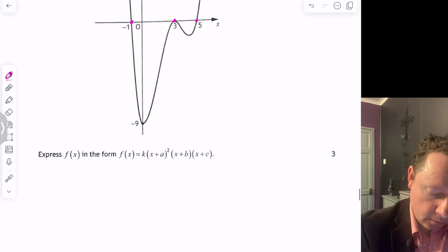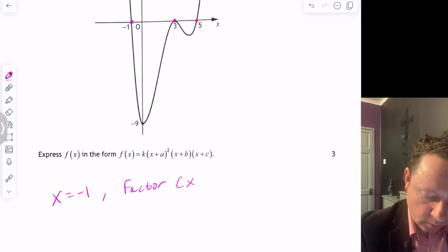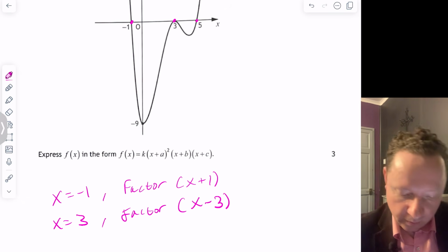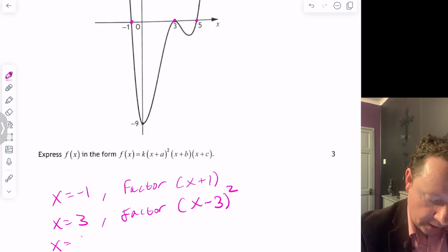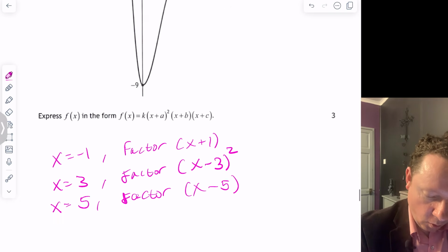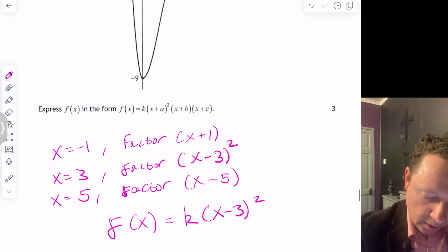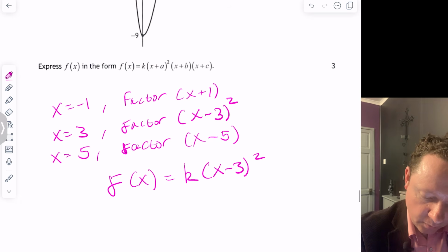So, when x equals minus 1, the factor is x plus 1. Similarly, when x equals 3, our factor is x minus 3. But that's a turning point, and if a turning point is a root, that means that one's squared. And then when x equals 5, our factor is x minus 5. So we've straight away got f of x, and I'm going to write these in order. The order is written here, k, (x minus 3) squared, (x plus b). So the next one I come to is minus 5 and plus 1, or plus 1 and minus 5.